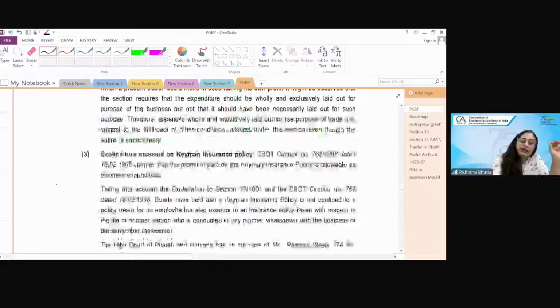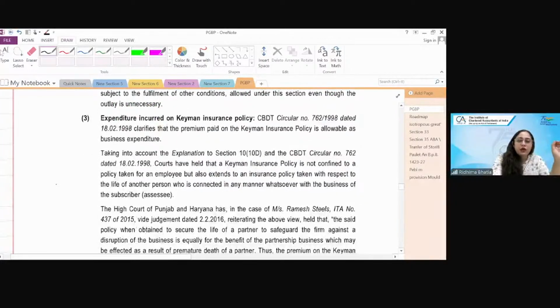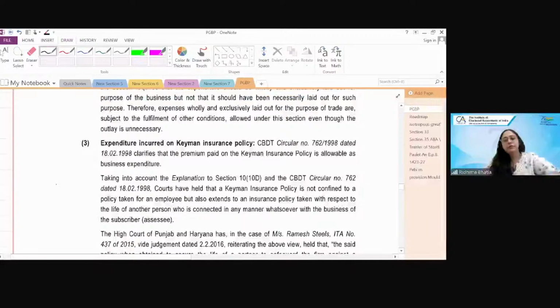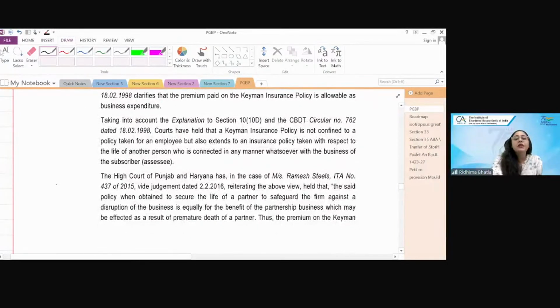So the first clarity is that if you are spending any amount on the premium of a key man insurance policy, note that the insurance premium of group health is allowed under section 36. But if you are paying a premium for the key man of the company, that is allowed as business expenditure under section 37, because the key man is ultimately for the benefit of the business only.